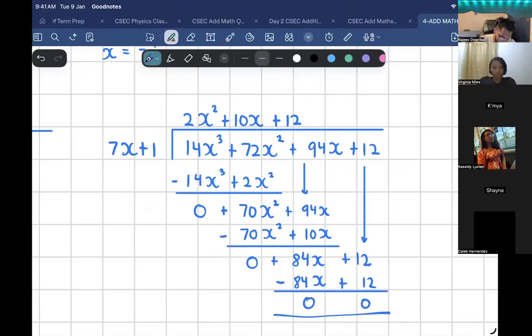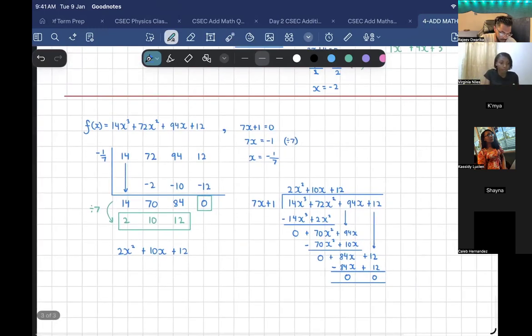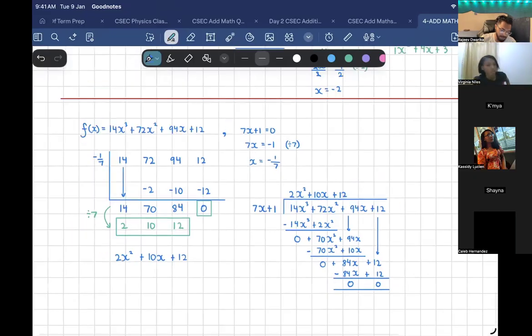Cool. Both methods give us the same answer now, right? Yes, sir. So we're okay with polynomial long division and synthetic. Definitely. Come on, are you okay? Yes, sir. I'm good.